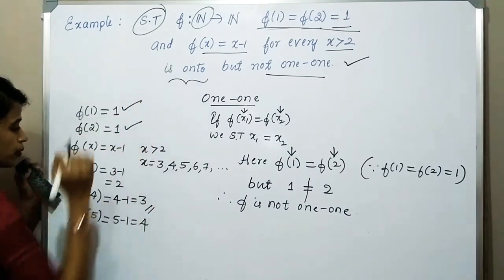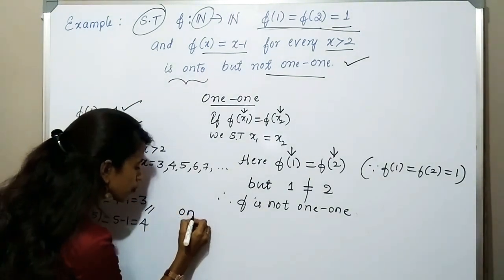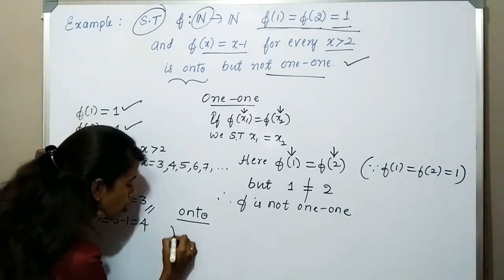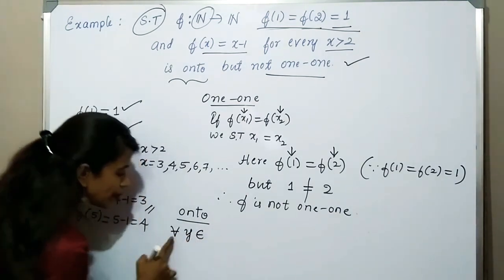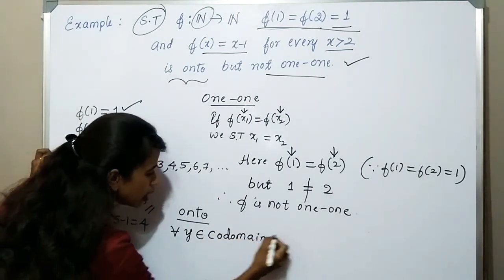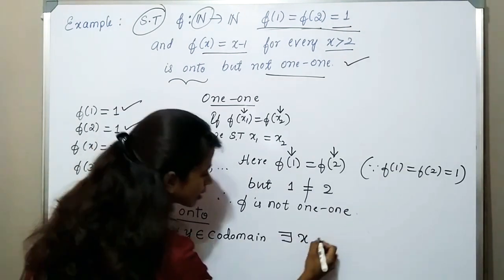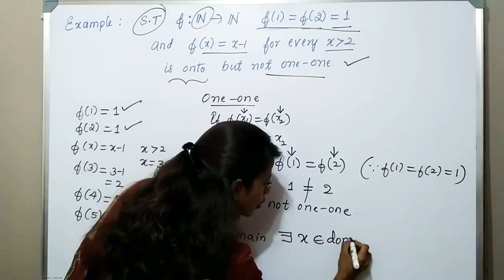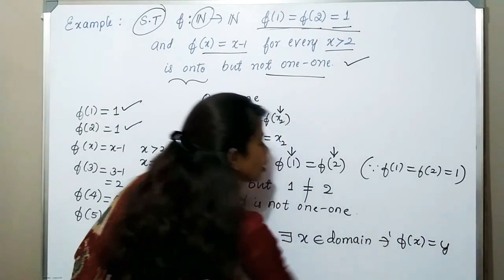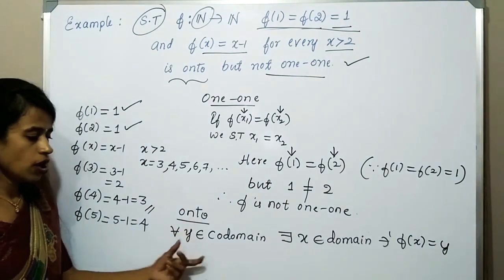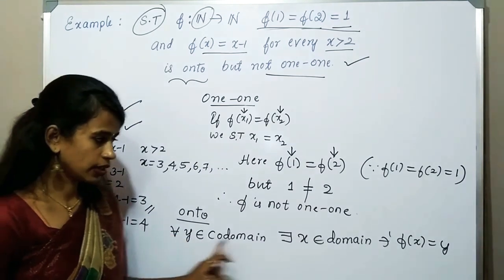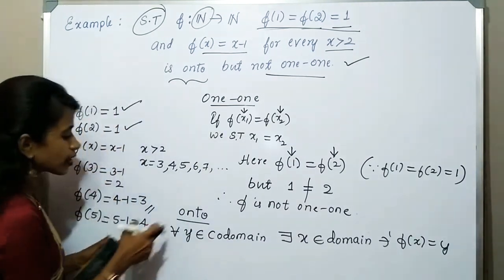Next, for onto, let us check for onto. What is the definition? For all y belongs to the codomain, take any element, there exists a corresponding x belongs to the domain such that f of x is equal to y. That is the definition of onto. Take any element of the codomain, there exists a corresponding preimage for that element in the domain. Okay, so that is onto.